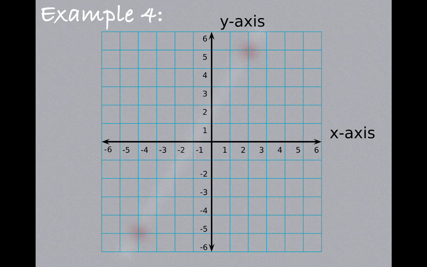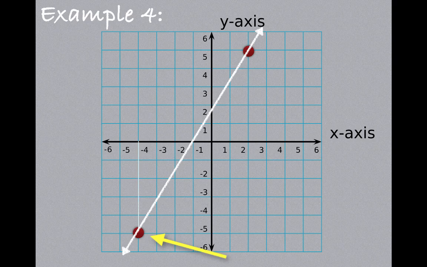And for our last example, let's look at this line. From left to right, we're going uphill, so we know our slope should be positive. The leftmost point is right here, so let's count to see how far we're going up. 1, 2, 3, 4, 5, 6, 7, 8, 9, 10. So we went 10 spaces up, which would be a rise of 10.